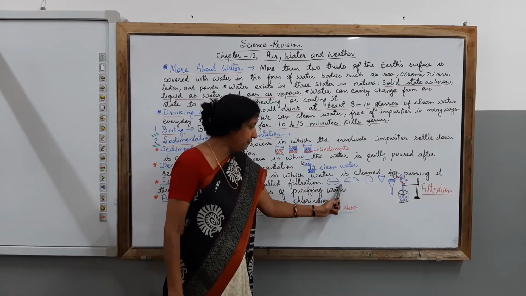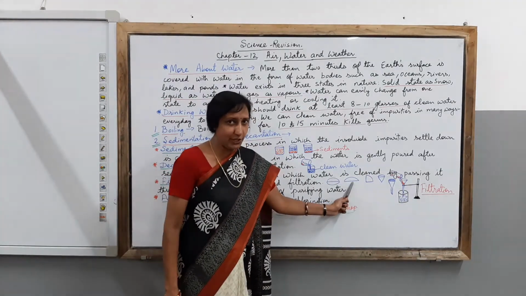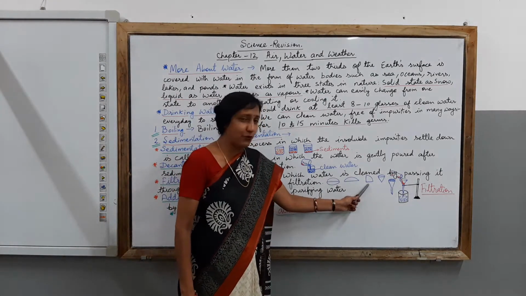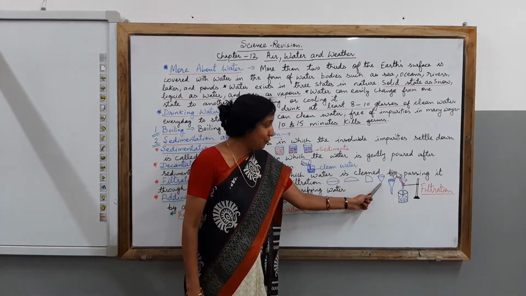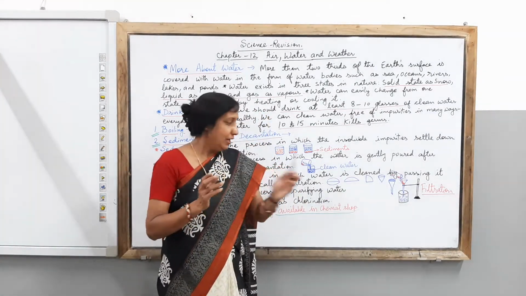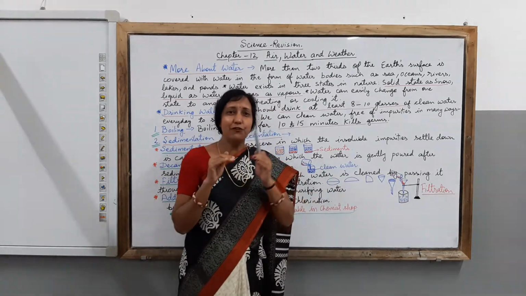Children, what you need to have? A filter paper. It needs to be folded into half. Then children, it has to be folded in this manner. Then children, you have to make it into a conical shape. And you have to place it in a funnel.